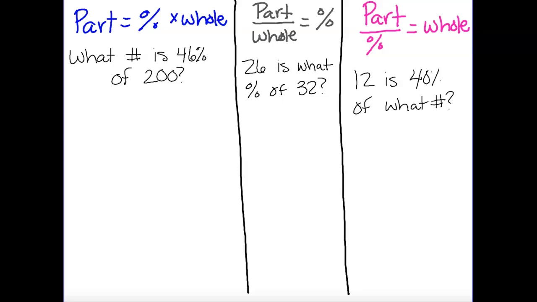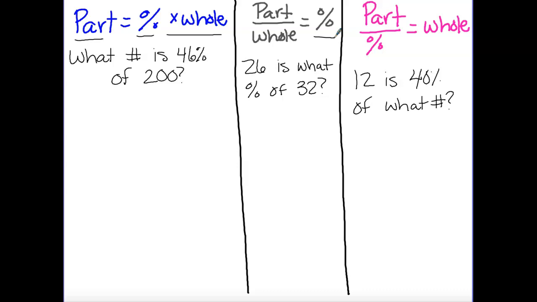All right, in class we have been working with the percent equation. The equations that we've seen are part equals percent times whole, part divided by whole equals percent, and part divided by percent equals whole. We've seen all three different types of questions, and so I'm going to show some examples and give some hints on how we can solve these.